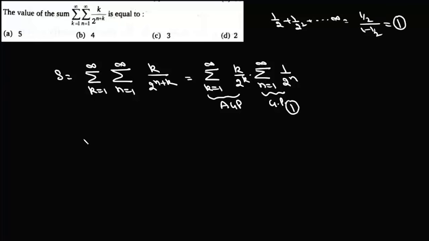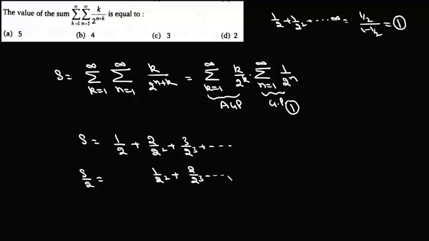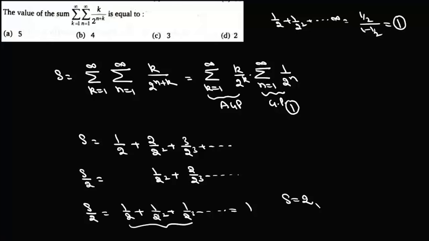And if we solve this AGP, this sum s, it is 1 upon 2, 2 upon 2 square, 3 upon 2 cube, and we write s by 2 as 1 upon 2 square, 2 upon 2 cube, and we subtract, we'll get s by 2 equals 1 by 2 plus 1 by 2 square plus 1 by 2 cube, which again is a GP whose sum is 1. So the value of this sum is simply 2, and that's your option D.